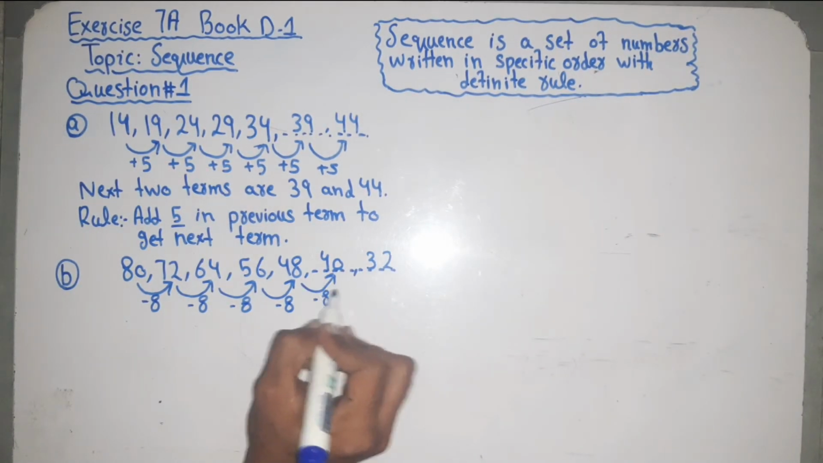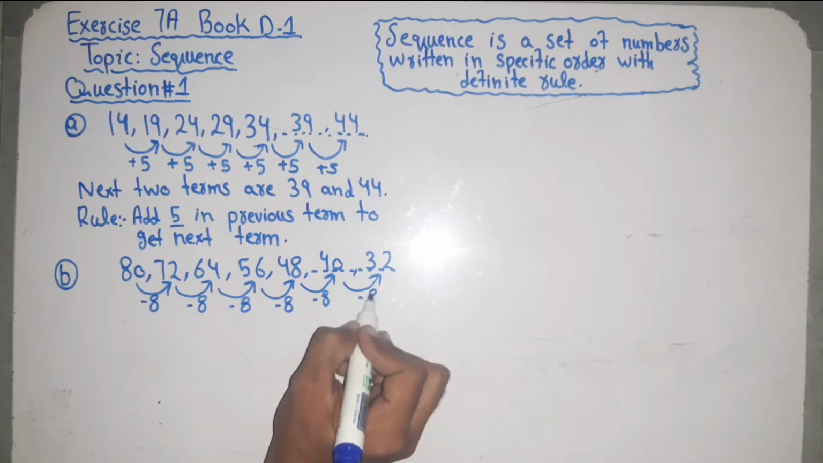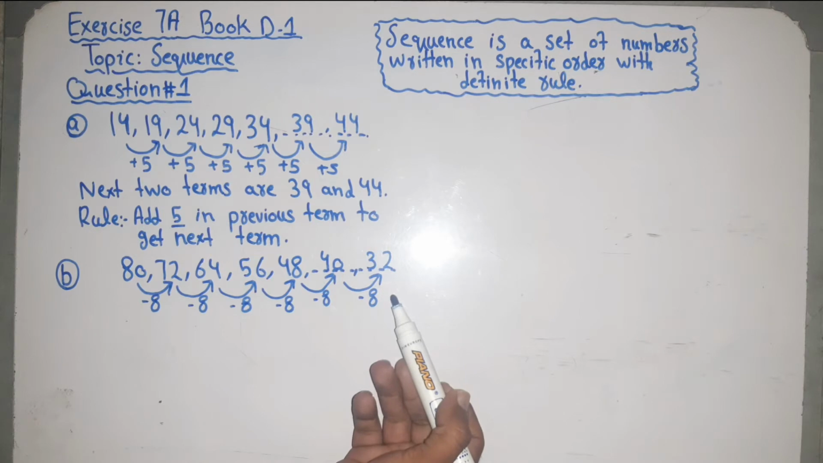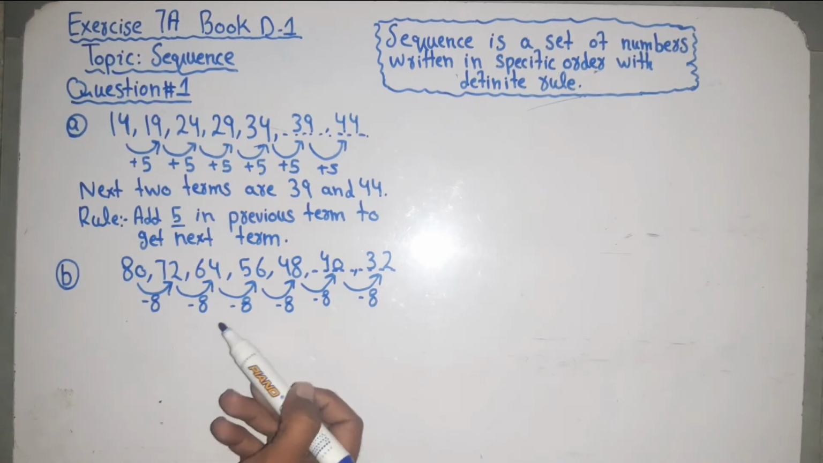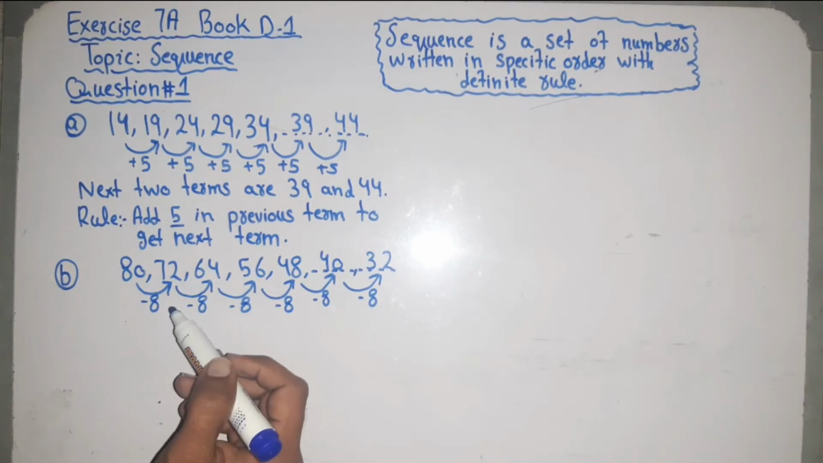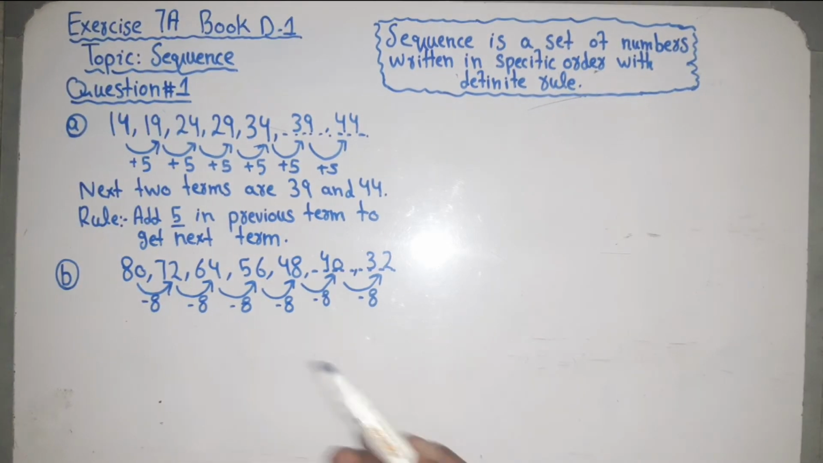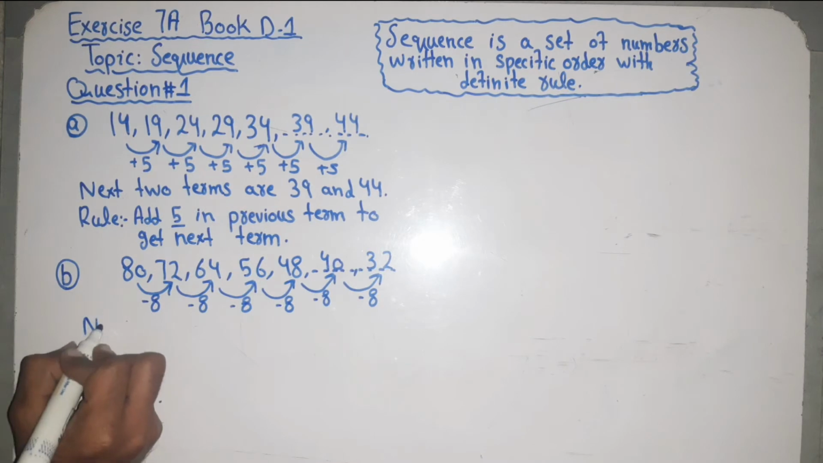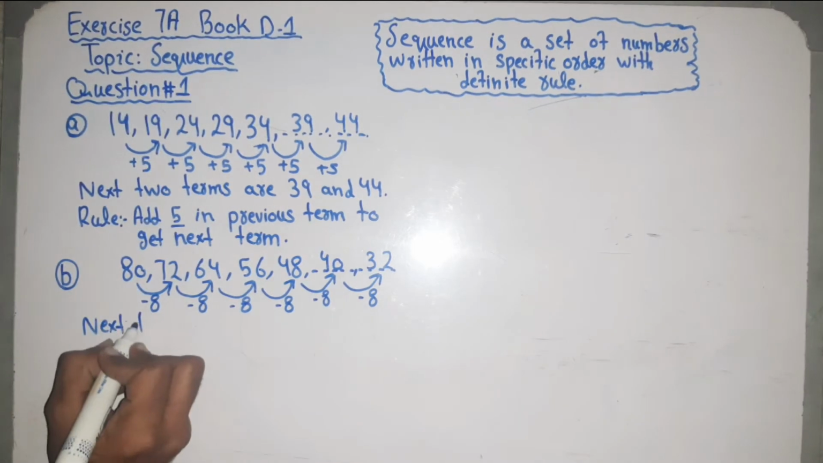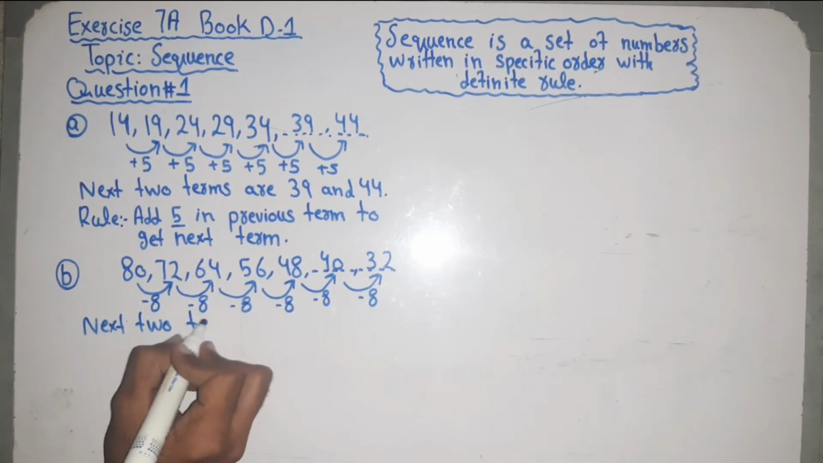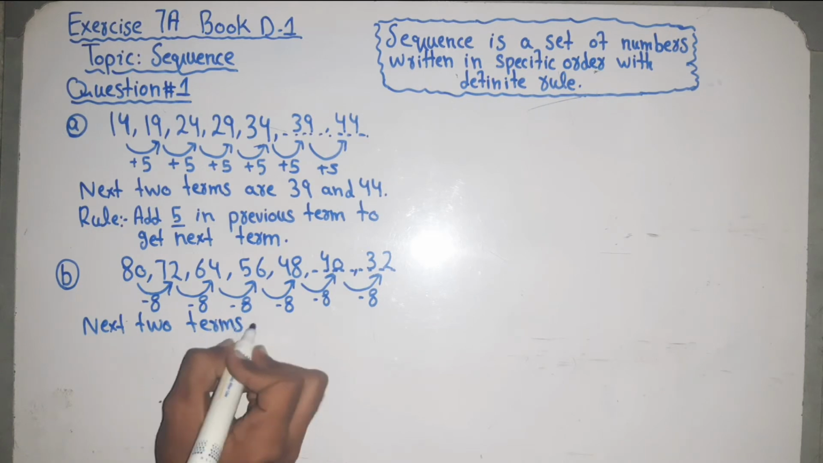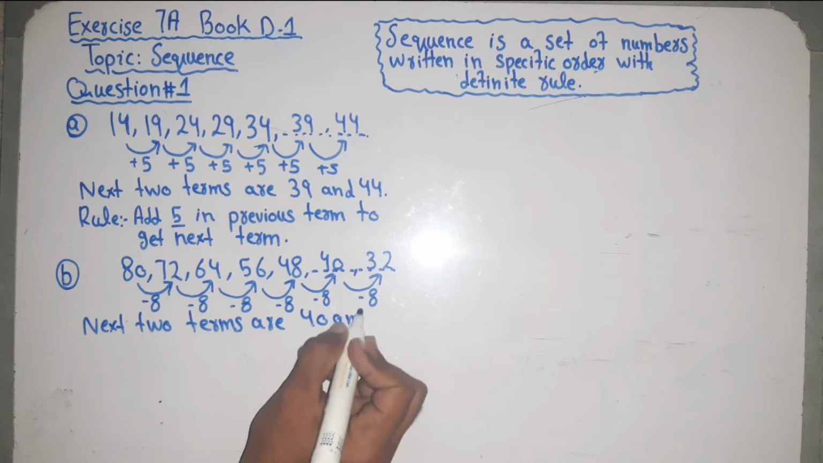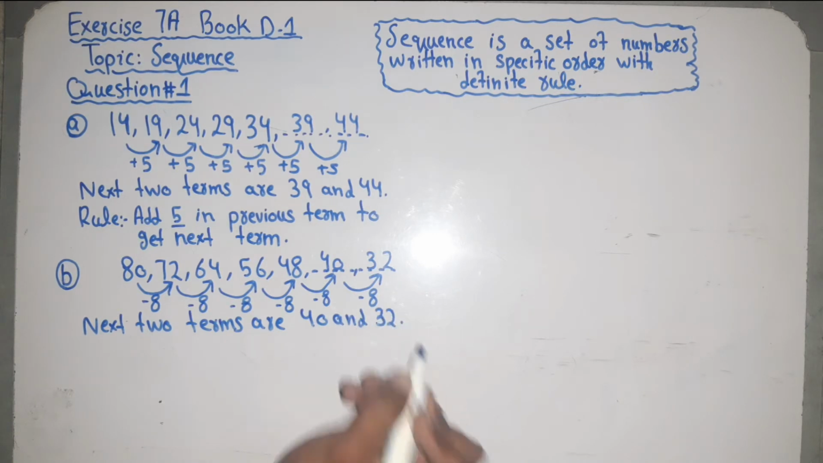So basically, first of all, we have to check whether this sequence is increasing or decreasing. If this sequence is increasing, it means that we have to add or multiply the previous term, and if this sequence is decreasing, we have to subtract or divide. Subtraction or divide वाले question next हम करेंगे. The next two terms are 40 and 32.